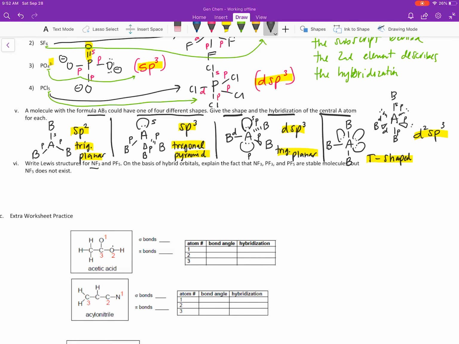Write Lewis structures for NF3, PF5, and on the basis of hybrid orbitals, explain the fact that NF3, PF3, and PF5 are stable, but NF5 does not exist. So NF3 is going to look very similar to ammonia. It's a very common structure for nitrogen to adopt, where it has 3 bonds and a lone pair. And phosphorus is capable of being hypervalent, meaning it can disregard the octet rule and have more than 8.